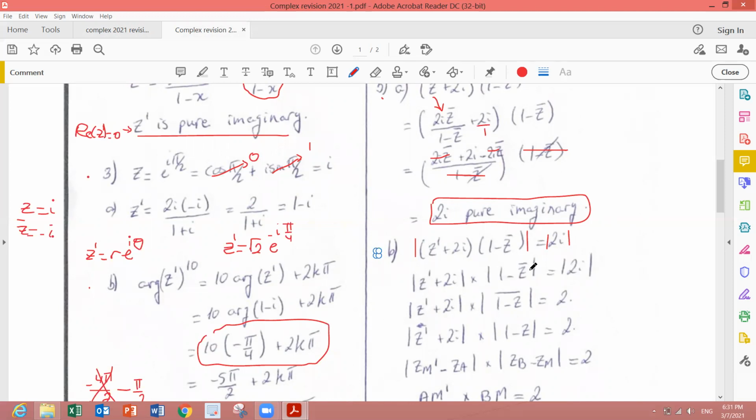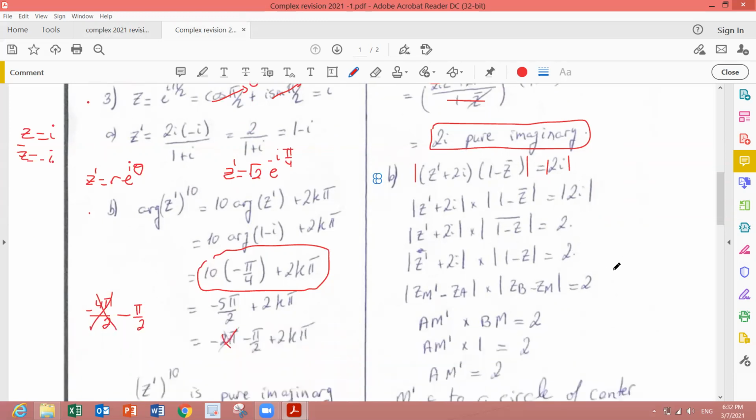The modulus of 1 minus Z bar, I put it as the modulus of 1 minus Z, all of it bar. The modulus of 2I is the square root of 0 squared plus 4 squared, which is 2. The modulus of the conjugate equals the modulus without the conjugate, so the modulus of 1 minus Z equals 2.